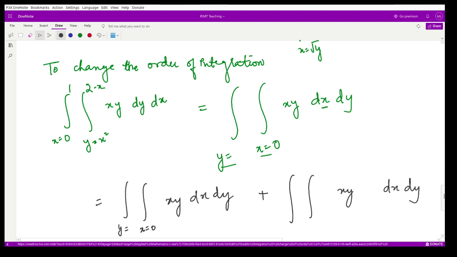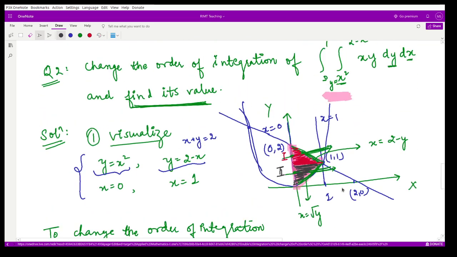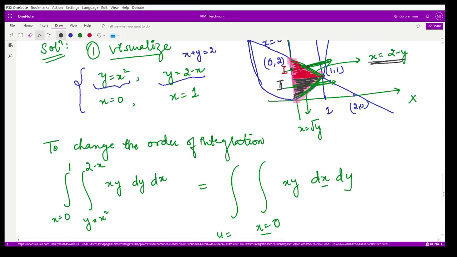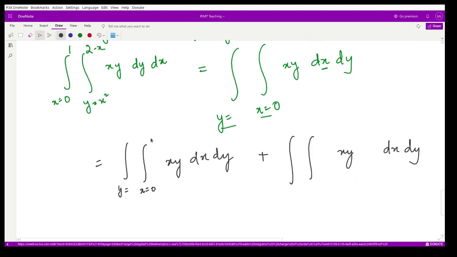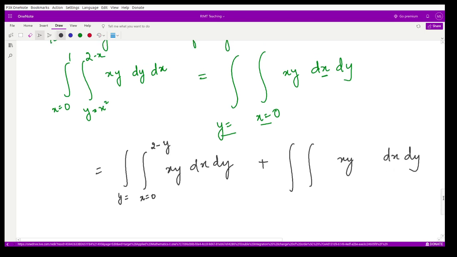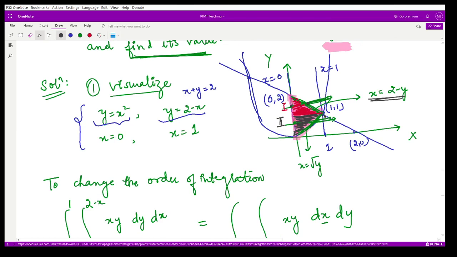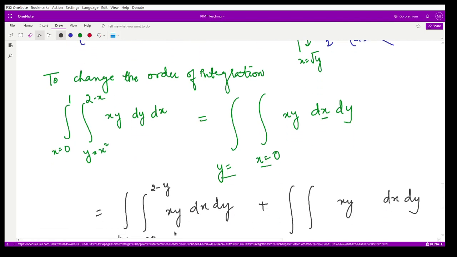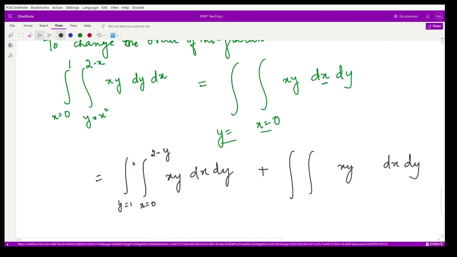Now for the first region, what are the limits of x? For the first region, x varies from 0 to this point. This point is x is equal to 2 minus y. So the limits are from 0 to 2 minus y. And here, what is the value of y for the first region? This point was 1. So here the value of y is 1. And here what is the value of y? So you see at this point the value of y is 2. So the limits here are from 1 to 2. Y varies from 1 to 2.